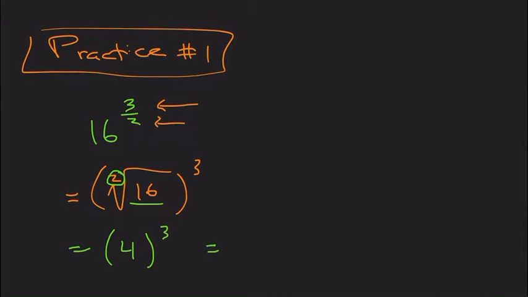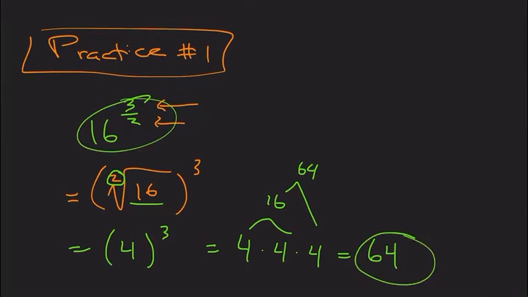And then here, 4 raised to the third power, that's saying take the number 4, multiply it 3 times. 4 times 4 is 16, times another 4 would be 64. So 16 to the 3/2 power is 64. So that's that. Now let's go ahead and move on to review.